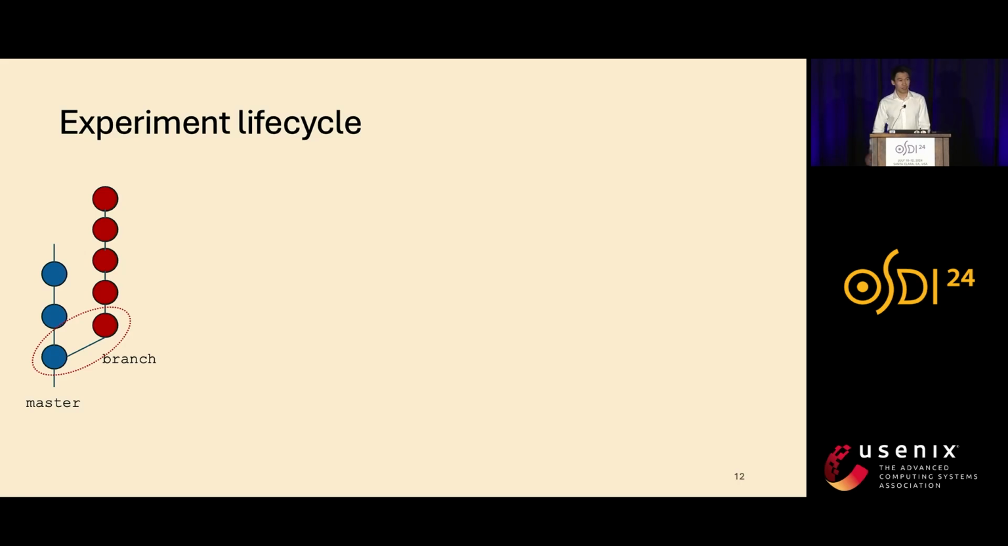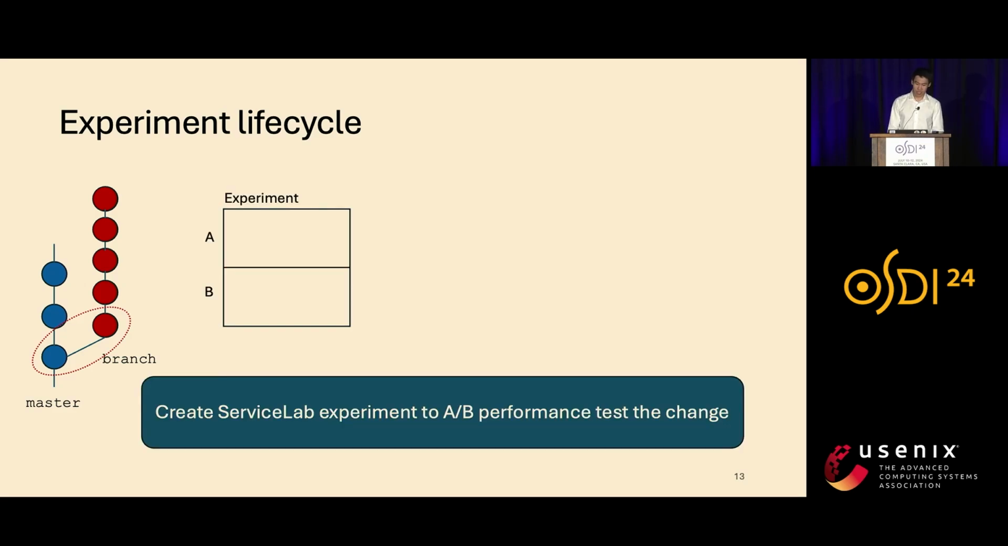So let's imagine you're a developer at Meta and you're putting out a feature. And so your commit graph may look like this, and you're trying to understand the performance of your change. First, you'll create a ServiceLab experiment where we set up an A/B performance test to test the change, and here we create the experiment environment.